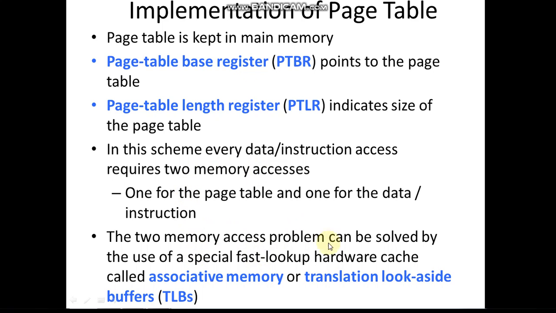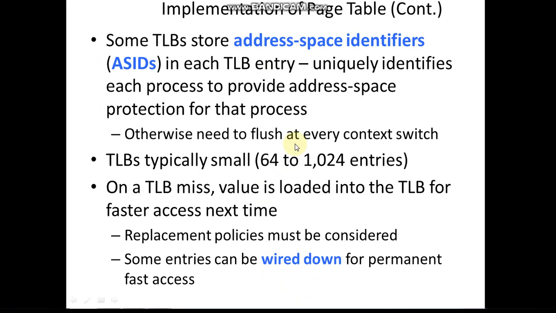The two memory access problem can be solved by the use of a special fast lookup hardware cache called associative memory, or TLBs, translation lookaside buffers. So what are these translation lookaside buffers? Some TLBs store address space identifiers, called ASIDs. In each TLB entry, the unique identifier uniquely identifies each process to provide address space protection for that particular process. TLBs are typically of smaller size, having between 64 and 1024 entries.